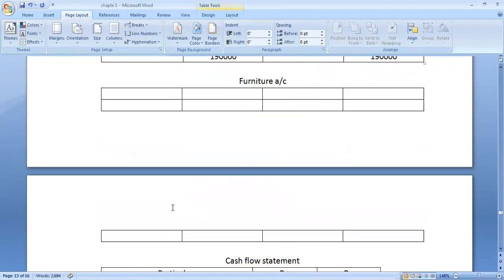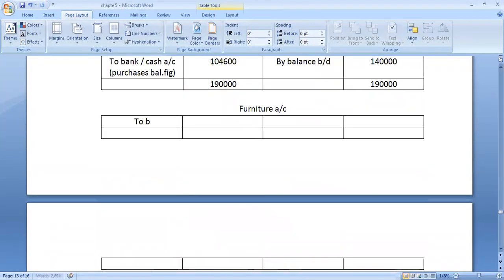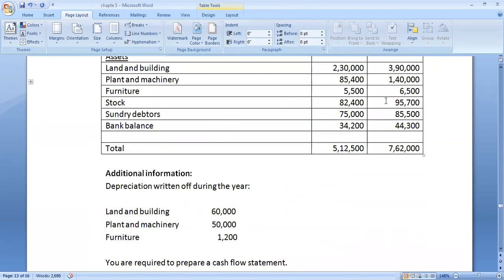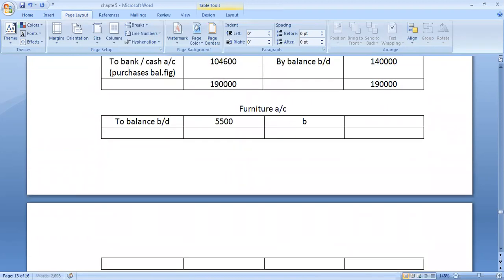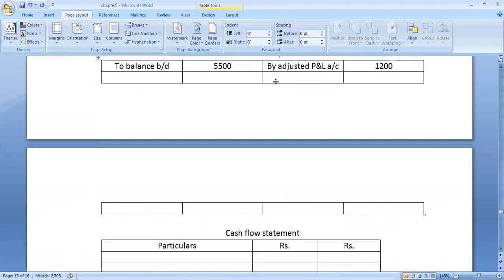Good. Now go ahead with the furniture account. To balance brought down. So brought down is 5,500. So now see the furniture. Furniture is 5,500. Closing value is 6,500. So take that into consideration by adjusted P&L account. So what is the value of depreciation which is given? 1,200. So take the value.